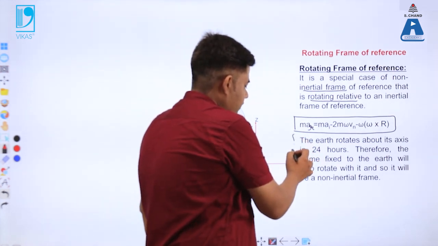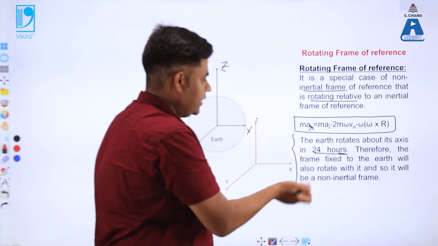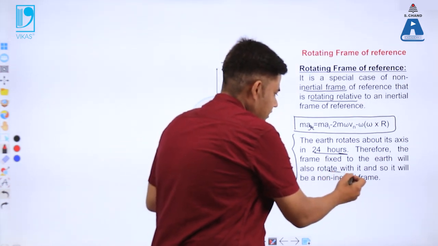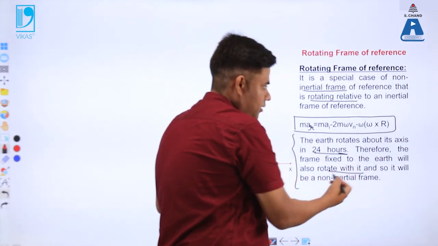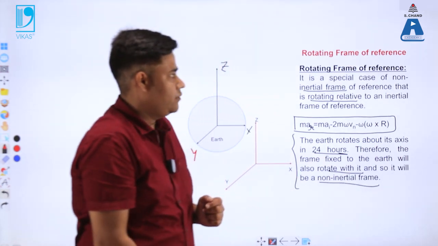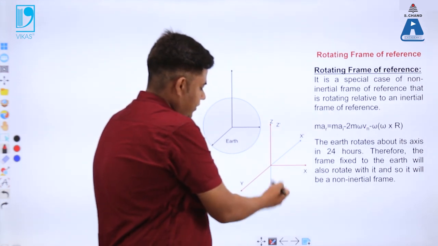As we know, the Earth rotates about its axis in 24 hours, therefore it has a fixed time frame, so that it rotates with a particular frame of reference, and that particular frame of reference is known as a non-inertial frame of reference. So this particular situation is to be explained now.